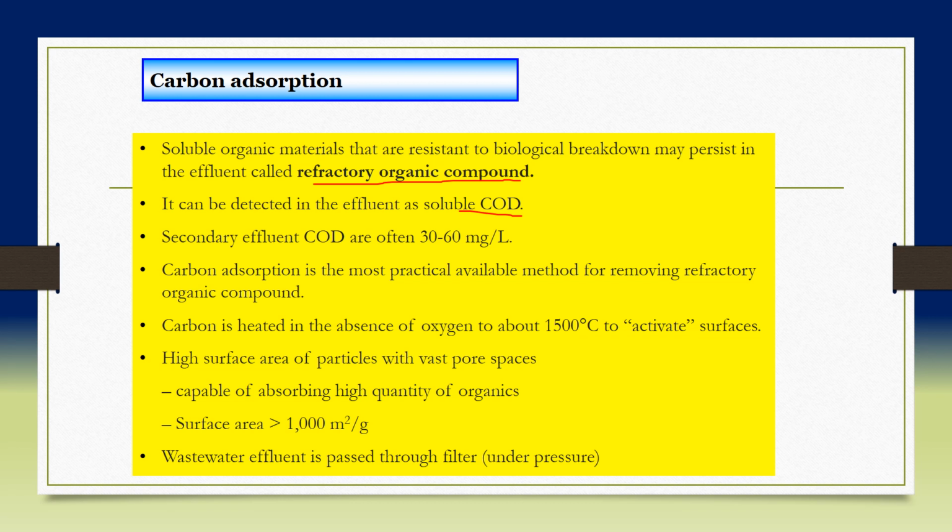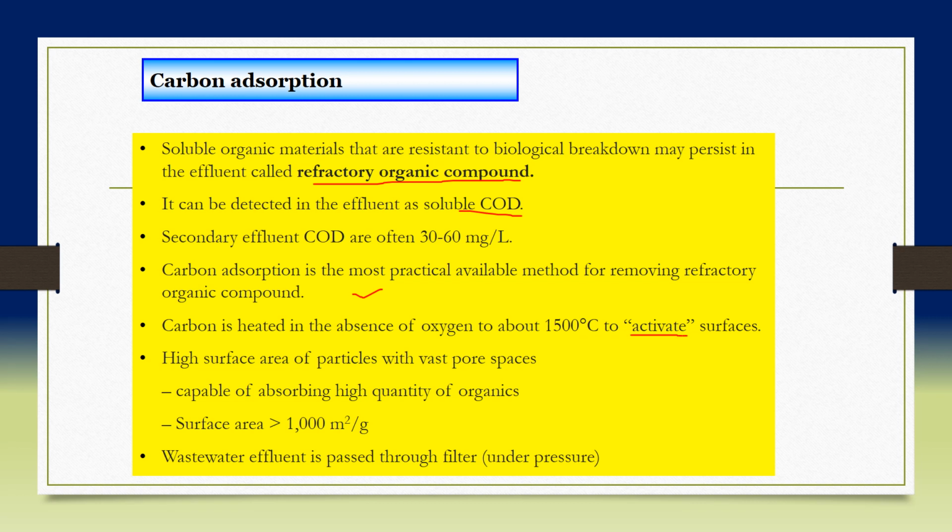So carbon adsorption is the most practical available method. Ni memang sangat biasa digunakan. Student pun selalu guna. So carbon ni biasanya kita akan menggunakan activated carbon. So ni projek yang biasa student akan gunakan. Activatekan carbon maybe from the rice husk ke, itu yang baru-baru lah. Kalau yang biasa dekat industri memang biasa dia guna yang commercial activated carbon.